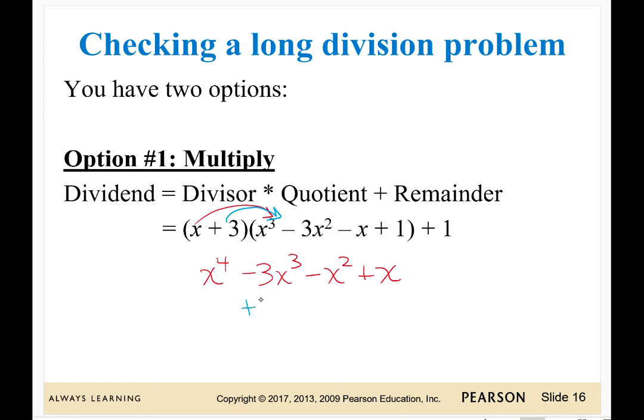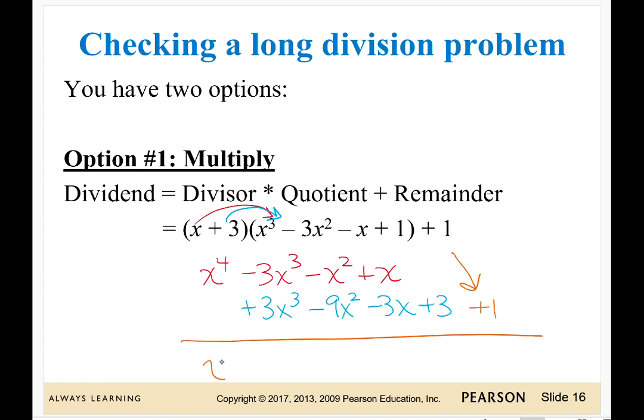So that would give me plus 3x cubed minus 9x squared minus 3x plus 3. And then, of course, don't forget your remainder, the plus 1 at the end. So if I add all that stuff up, there's no other x to the 4th.